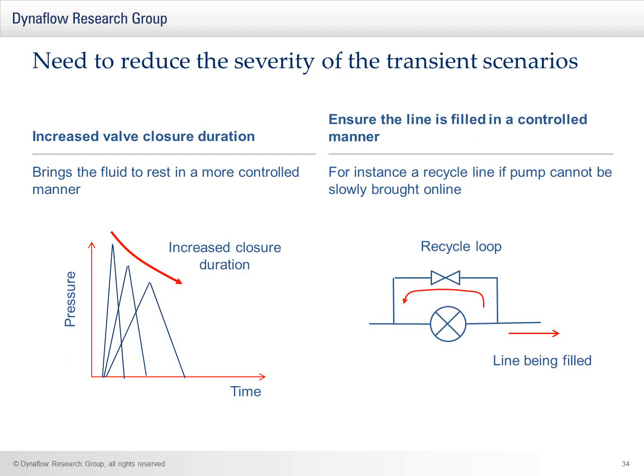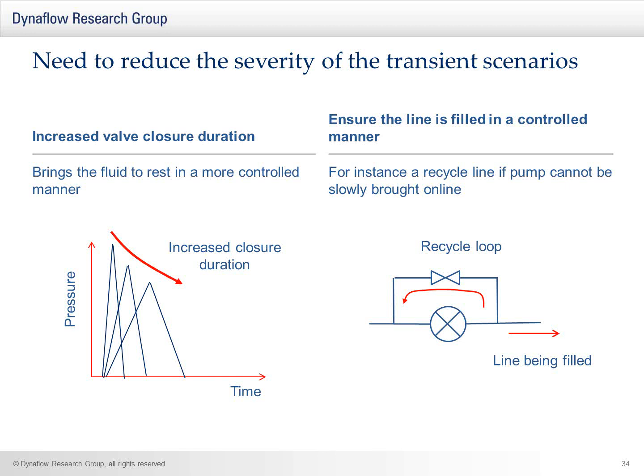So how can we reduce the severity of transient scenarios, such as valve opening or pump shutdown or startup? Well, with valve closure, we can increase the valve closure duration, and this brings the fluid to a rest in a more controlled manner. However, sometimes with, for example, an emergency shutdown valve, closing the valve more slowly is not an option.